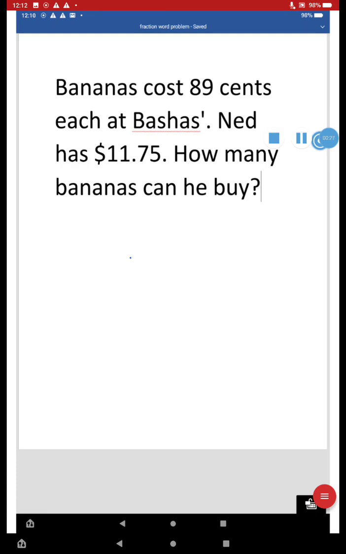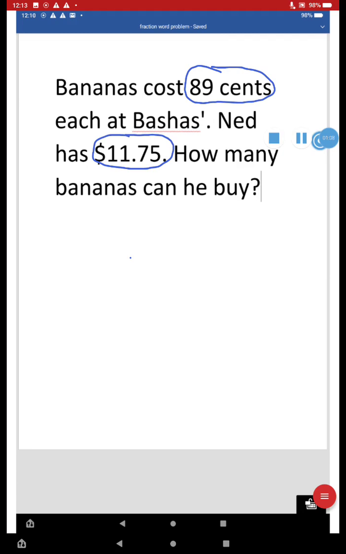All right, today we're going to be reading this word problem. Read it with me. Bananas cost 89 cents each at Bash's. Ned has $11.75. How many bananas can he buy? All right, now whenever I solve a word problem, I have to follow a few steps. The first step is identify the numbers. What are the numbers involved? 89 cents and $11.75.